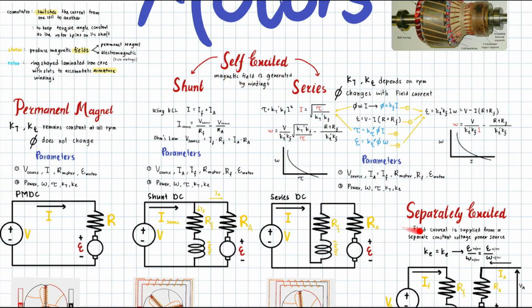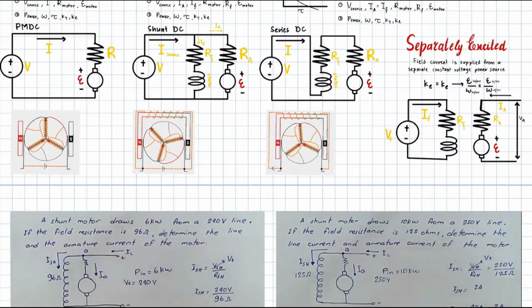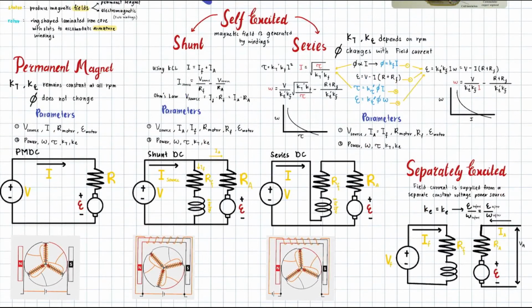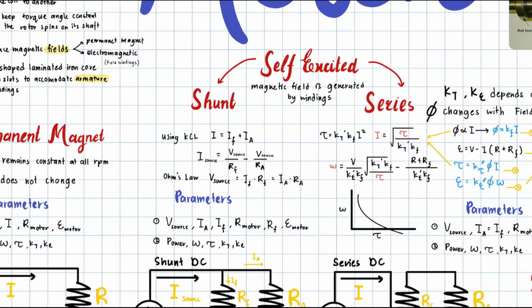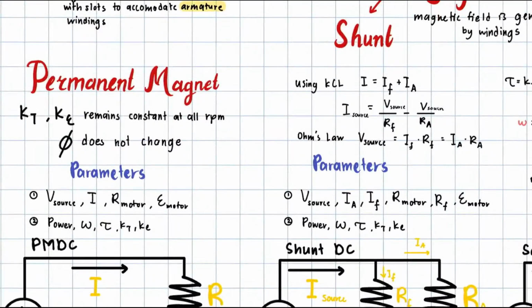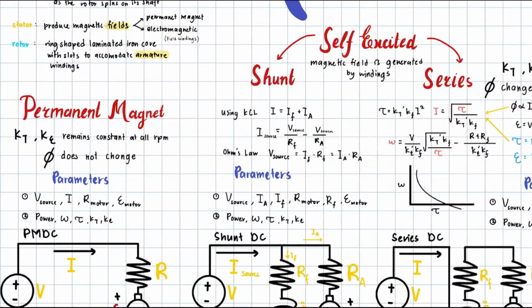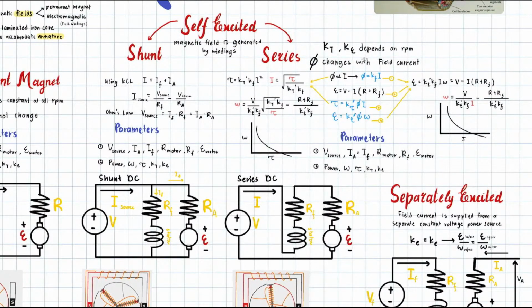Self-excited motor, separately excited motor, and there is also the compound motor where you combine shunt and series, but I don't think that is included because that's too much. This is already difficult enough, so we will just look at it first. Okay, so what is the difference between a permanent magnet motor, self-excited motor, and separately excited motor?